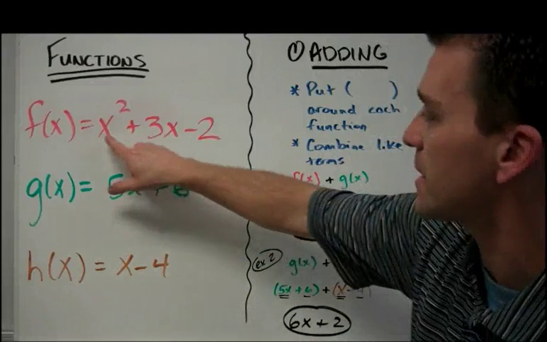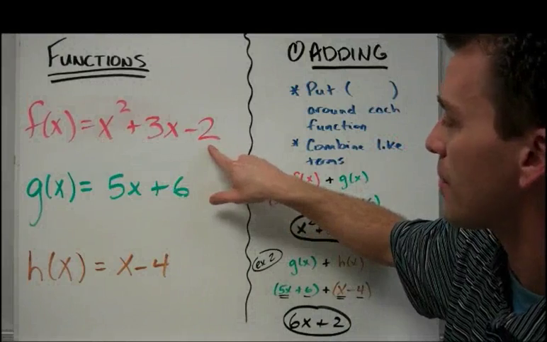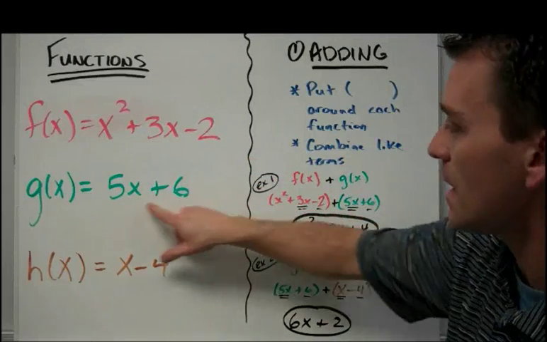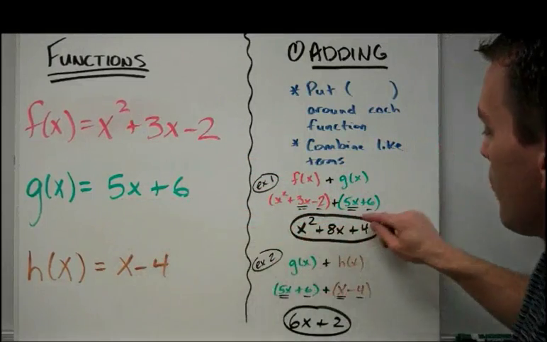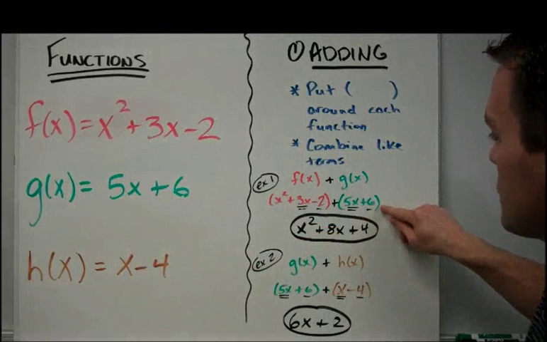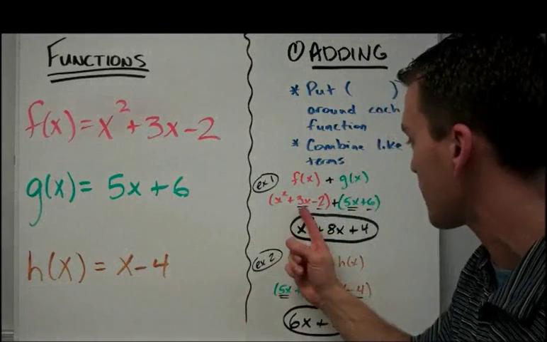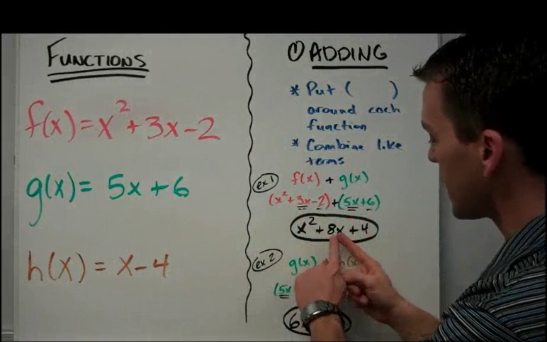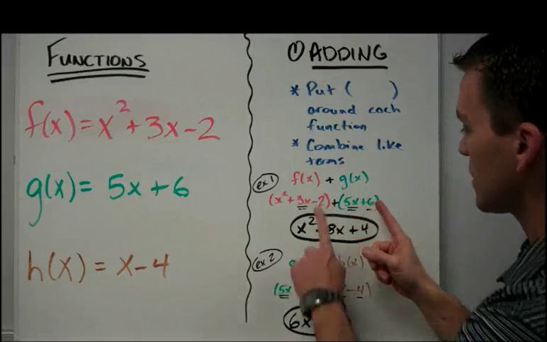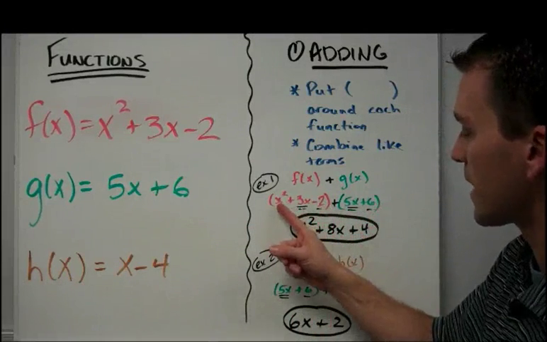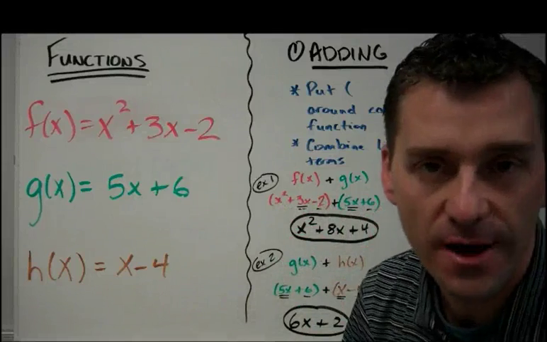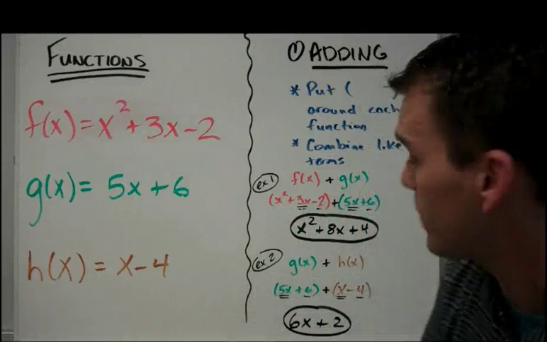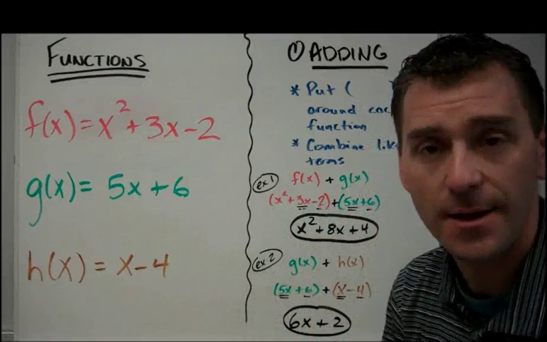So if I take this f of x function and add it to g of x, I put parentheses around this function, put parentheses around the g of x function, and then just combine like terms. You see I have a 3x and a 5x, combine those to get 8x, a negative 2 and a 6, combine those to get 4, there's nothing else like x squared, and bam, there is your answer. Notice it is written in standard form.